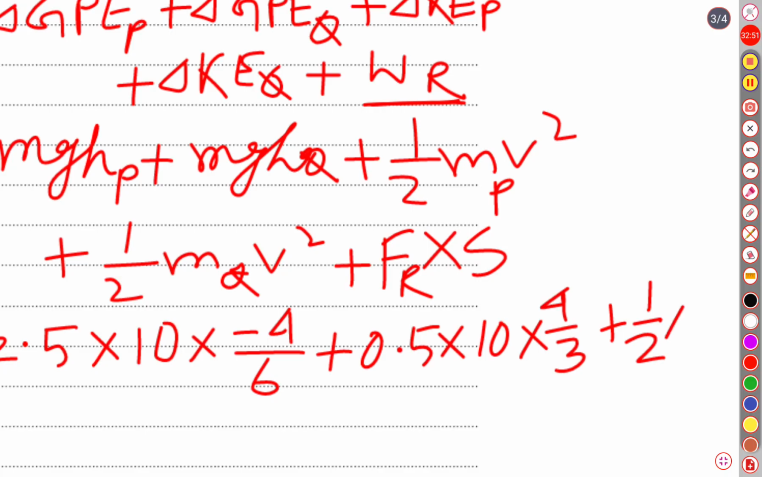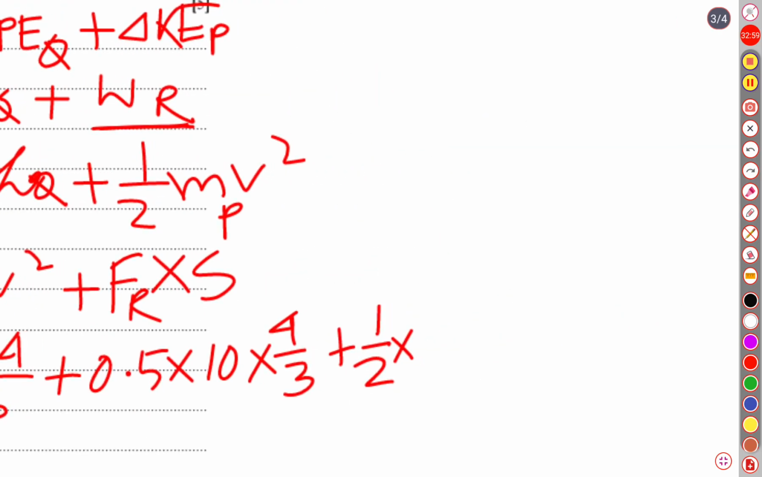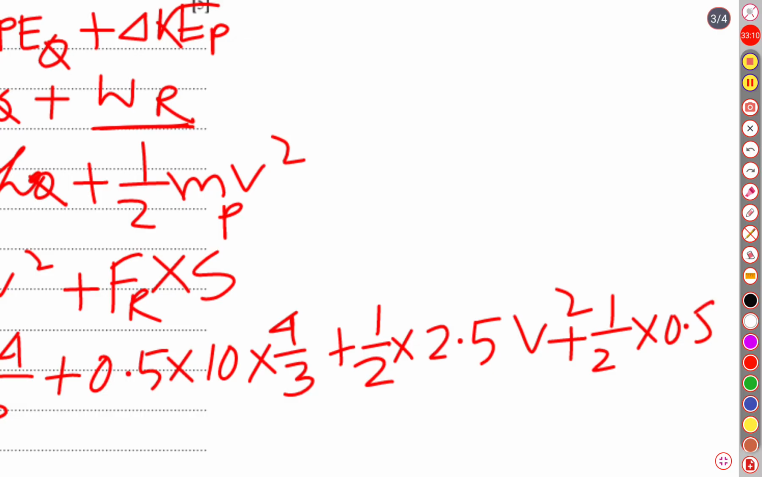Mass is, our mass is what for Q, for first for P it's 2.5, so 2.5, then V square, plus half mass of Q is 0.5, then V square. Okay, now the question is about the resistance force.